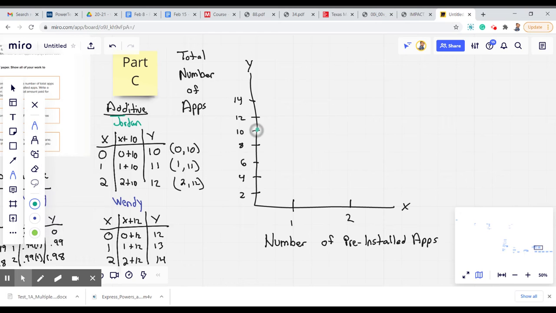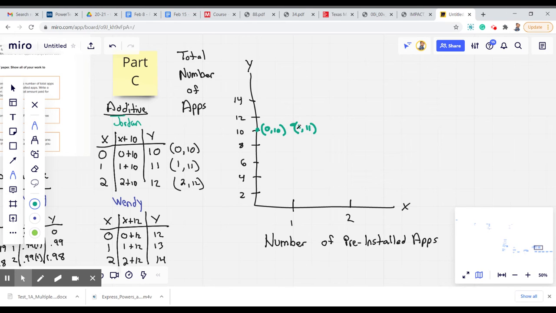So my first point would be right here for Jordan. That would be (0, 10). And then my second one is (1, 11). So I'm going to run to 1 and jump up to 11. So we should be somewhere right in here. Okay, so that's (1, 11).